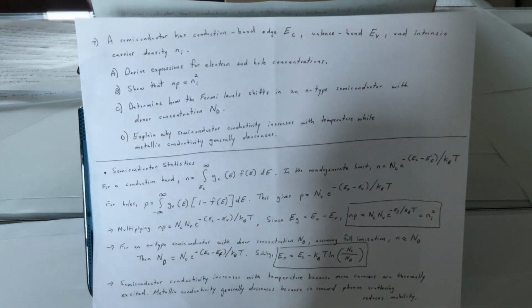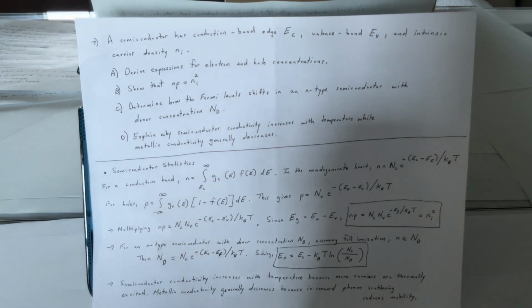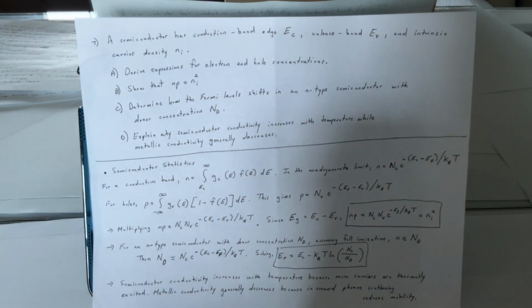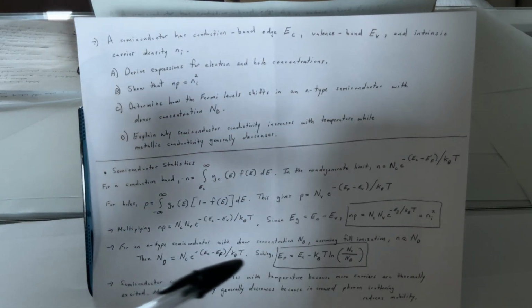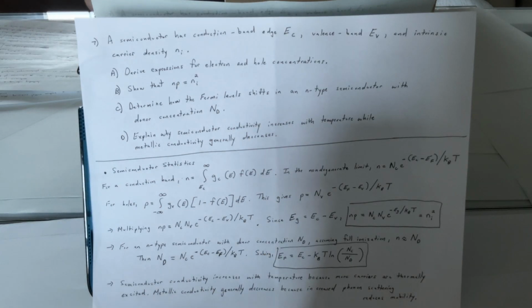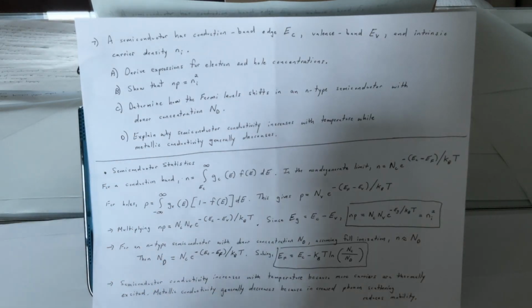Okay, so let's see here. That's for an n-type semiconductor with donor concentration N_D. Let's see, assuming full ionization, n approximates N_D, then N_D equals this. Okay. All right. And solving for that, we get E_F equals this quantity. All right. So I skipped a lot of the intermediary steps with the computation, and just led to the answers. I'm sure you could do that.